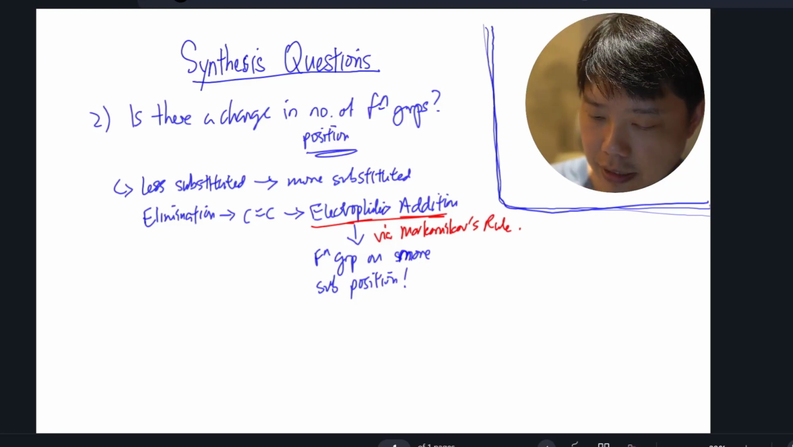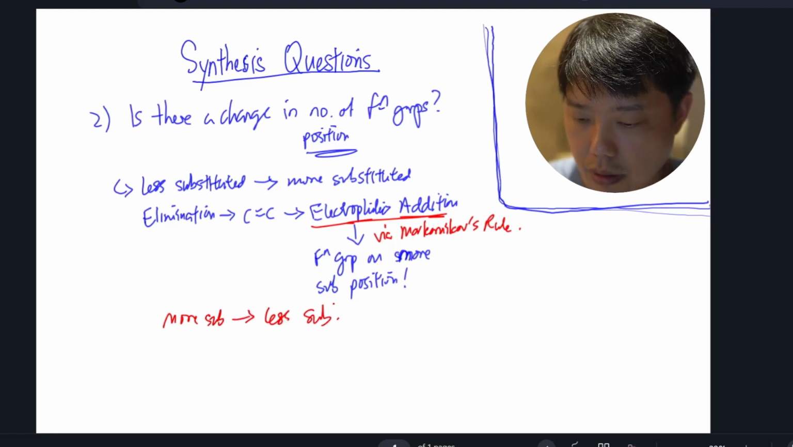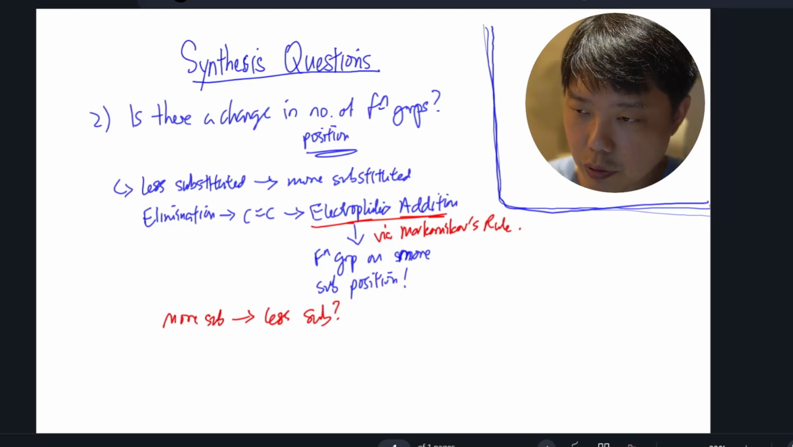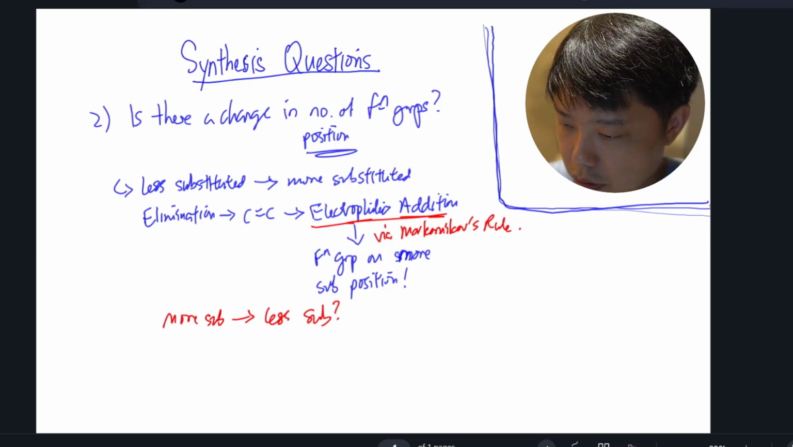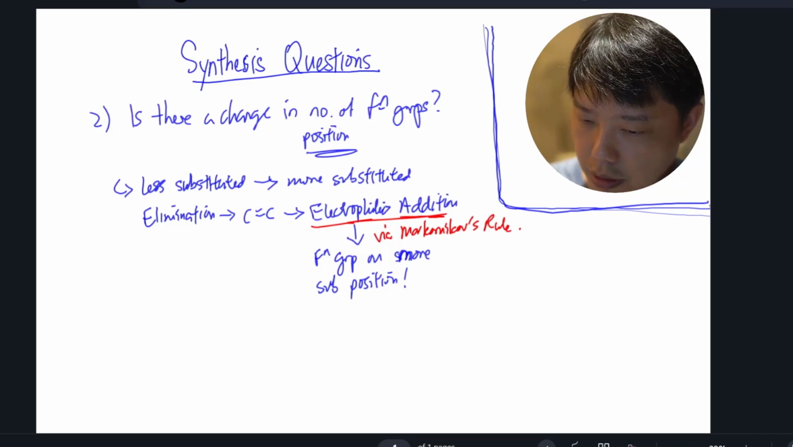Is there such a thing like we go from a more substituted to a less substituted position? In your syllabus, there's no reaction that can allow you to go from more substituted to less substituted. All right, but they can give you a contextual question with a novel reaction that actually does this conversion. Okay, but that's depending on the question. So let's carry on from here. So this is for the position of functional group.